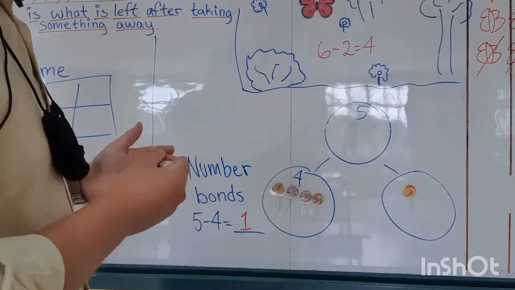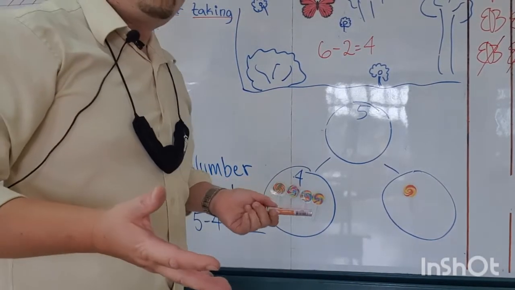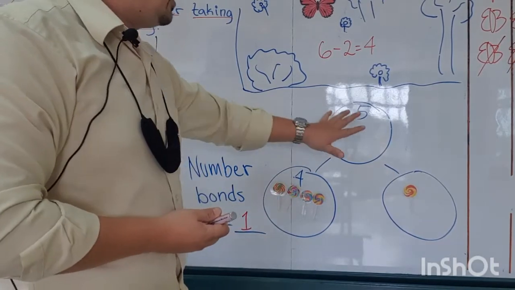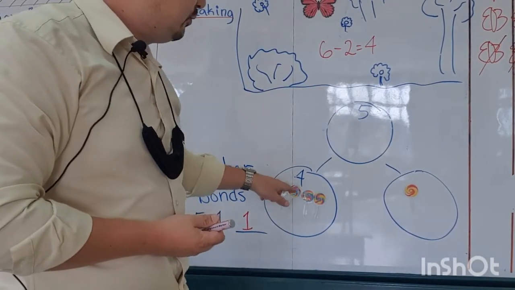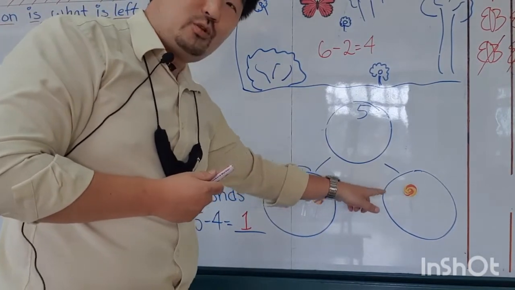Okay. Or let's make it into a word problem. You have 5 lollipops. You eat 4. How many lollipops do you have left?